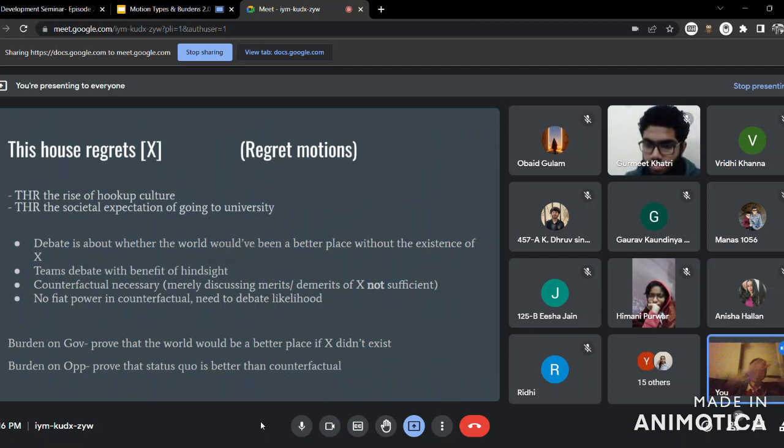Cool. The third type of analysis motion is a regrets motion. This is a very interesting type of motion. So you can see examples. The first is this house regrets the rise of hookup culture. The second is this house regrets the social expectation of going to university.